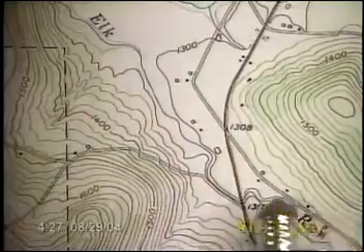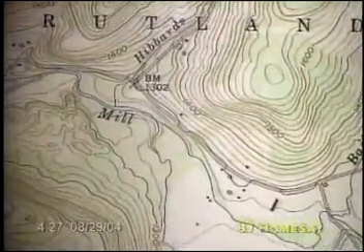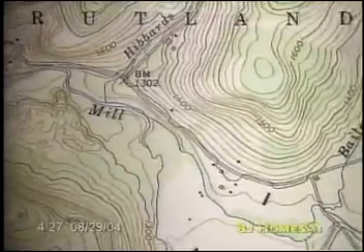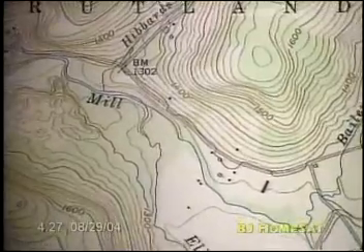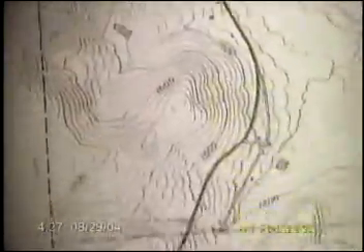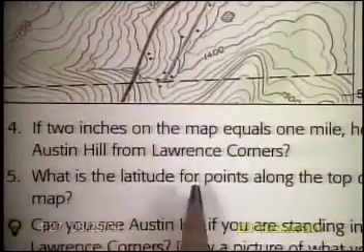Elk Run flows and empties into Mill Creek. Okay? So that's how you can identify the creeks. Okay, then our question number 4. If 2 inches on the map equals 1 mile, how far is Austin Hill from Lawrence Corners?